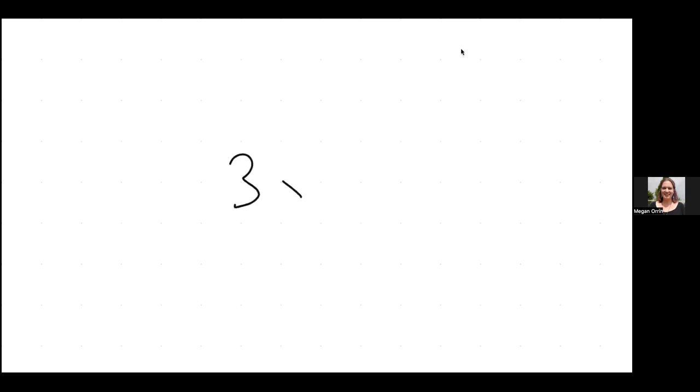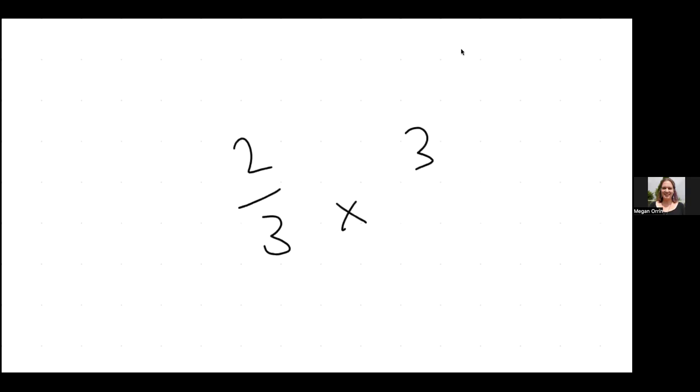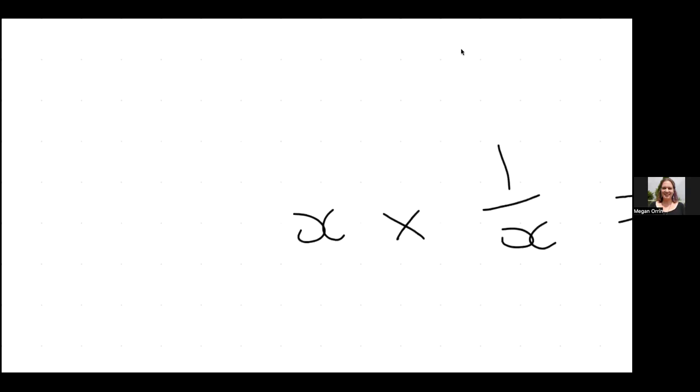Okay, we'll do that. So 3 times 1/3 is 1. 5 times 1/5 is 1. 2/3 times 3/2 is 1. And that means that x times 1/x is 1, which doesn't actually fit on the page.